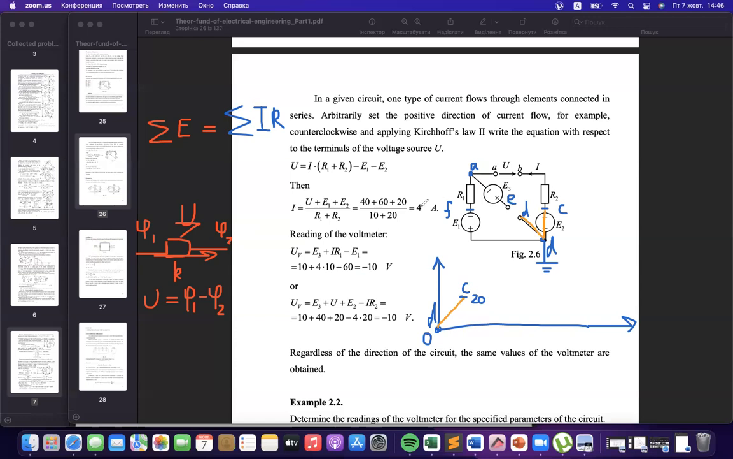IR: current I is 4 amperes, resistivity R2 is 20, 4 multiplied by 20 will be 80. Then it means that this value C will decrease by 80 volts. It will be minus 60.